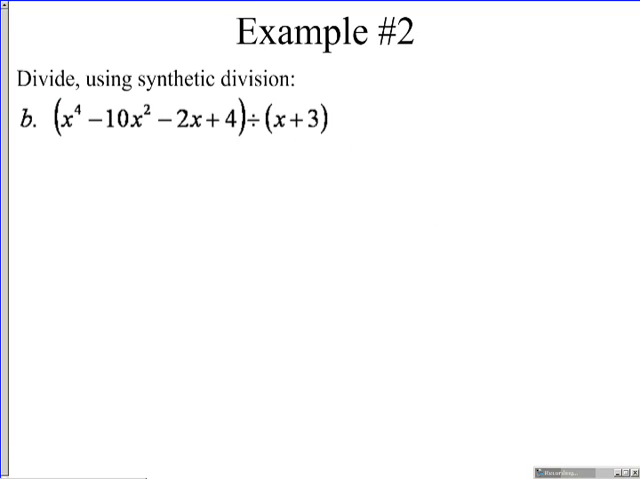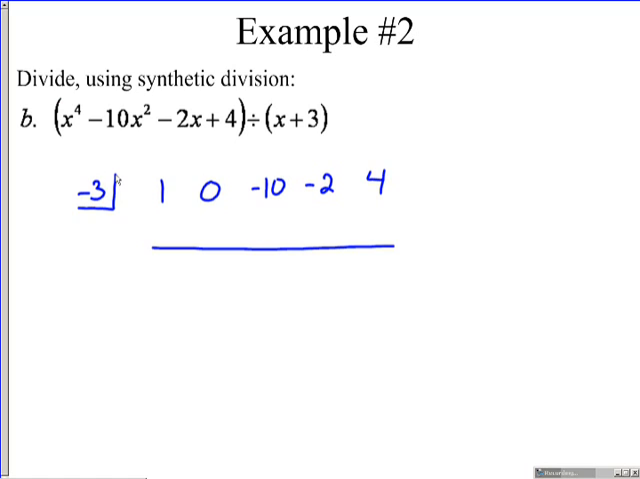The solution that x plus 3 would produce is negative 3. Now, here's the one thing you need to be careful of in synthetic division. You must write your polynomial in descending order. So there's my x to the 4th coefficient. My x cubed coefficient is 0. If you do not put in that 0 for that term that is not accounted for, you will never get a synthetic division problem correct that is missing a term. Negative 10 is my x squared, negative 2 is my x, and 4 is my constant.